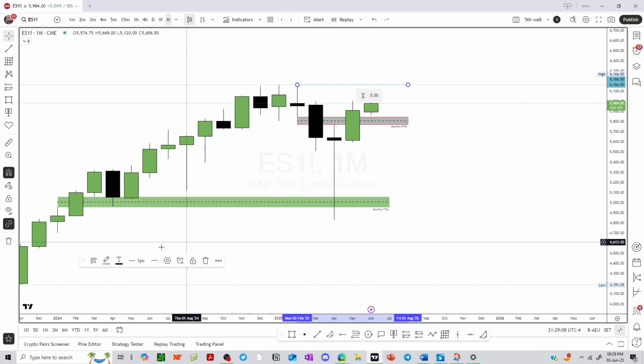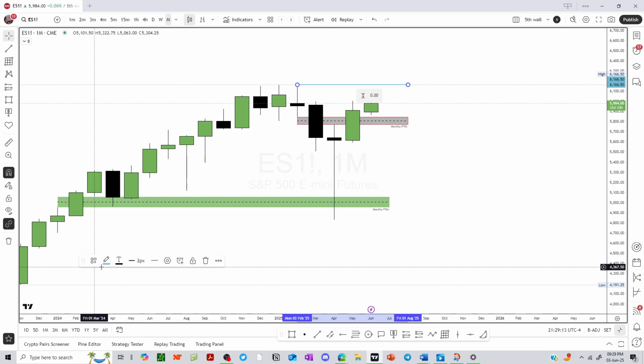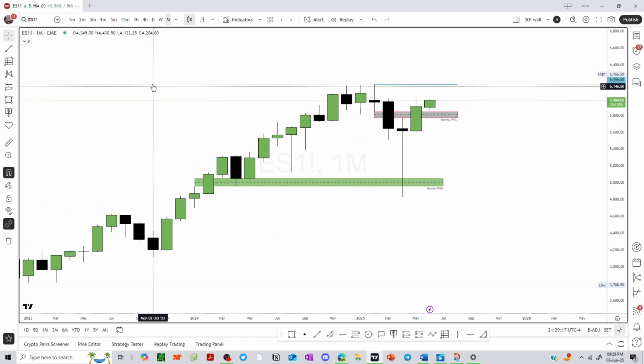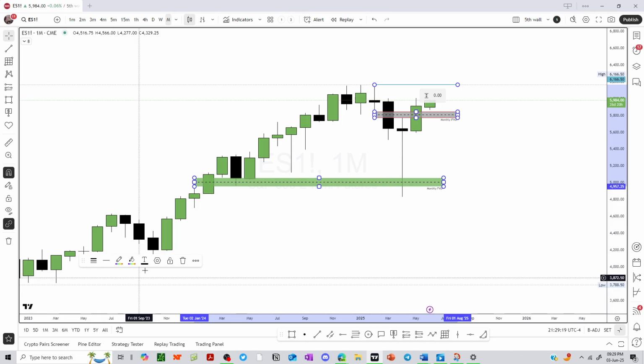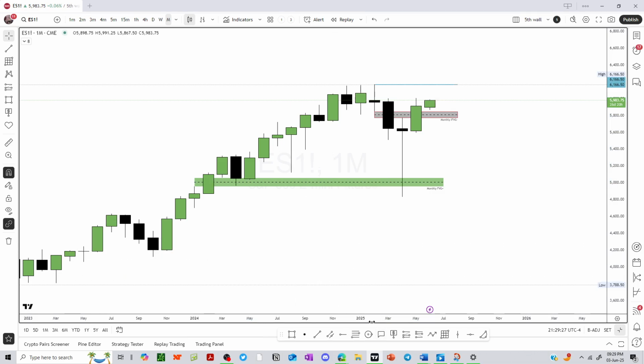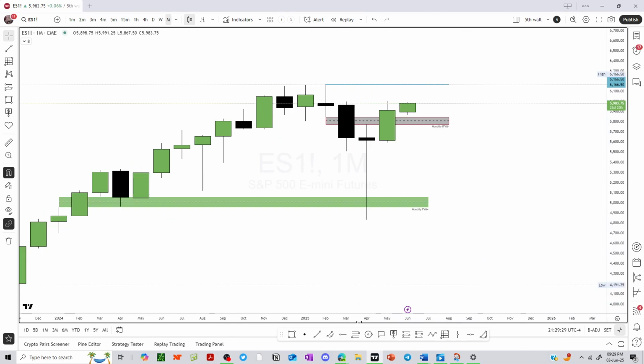Then we can consider other options after that. Current interval and below. Yeah, monthly. All right, what else do we see here?